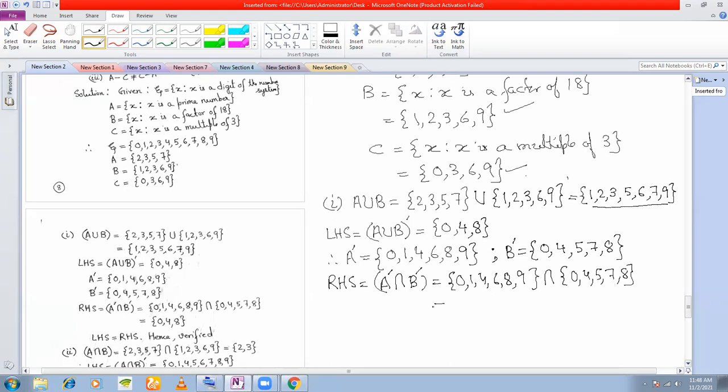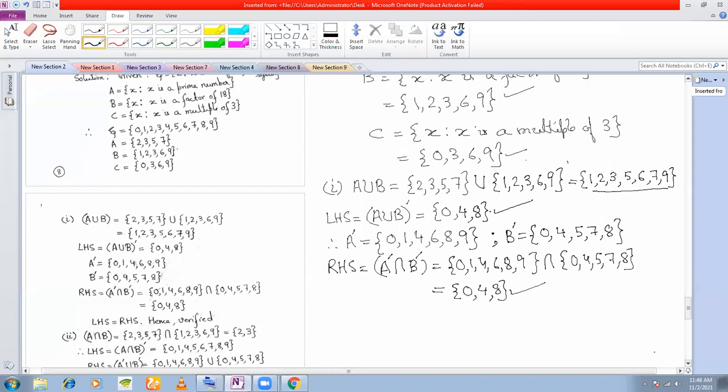So if you see, the common elements between A complement and B complement are 0, 4, and 8. So what you see is (A union B) complement, we have got 0, 4, 8, and A complement intersection B complement also we have got 0, 4, 8. Therefore, hence LHS is equal to RHS, hence verified. Okay. So this part is done.